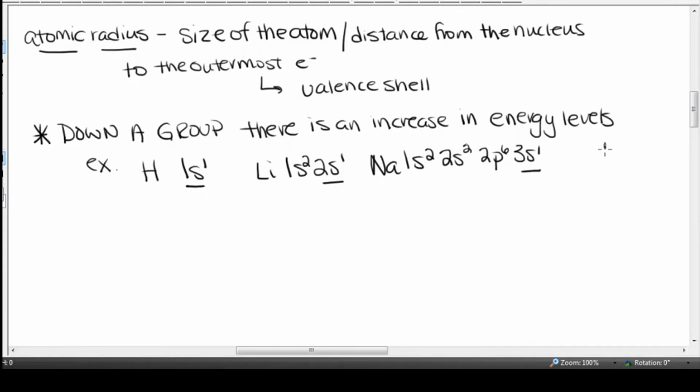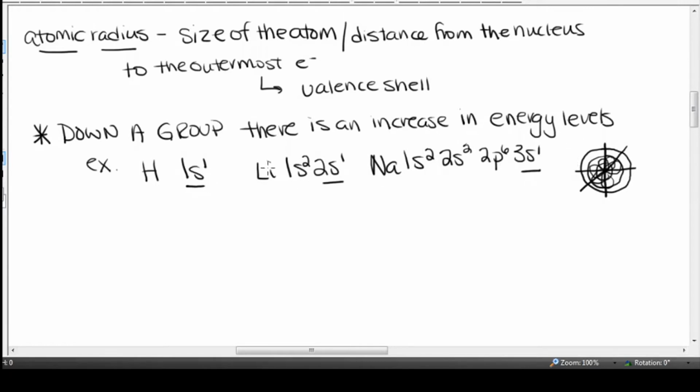Remember, those are orbitals, if we think back to what we learned last week about electron configurations. The 1s is small, the 2s is even bigger. The 2p orbitals are the same size as the 2s, but the 3s is even bigger and even farther from the nucleus.